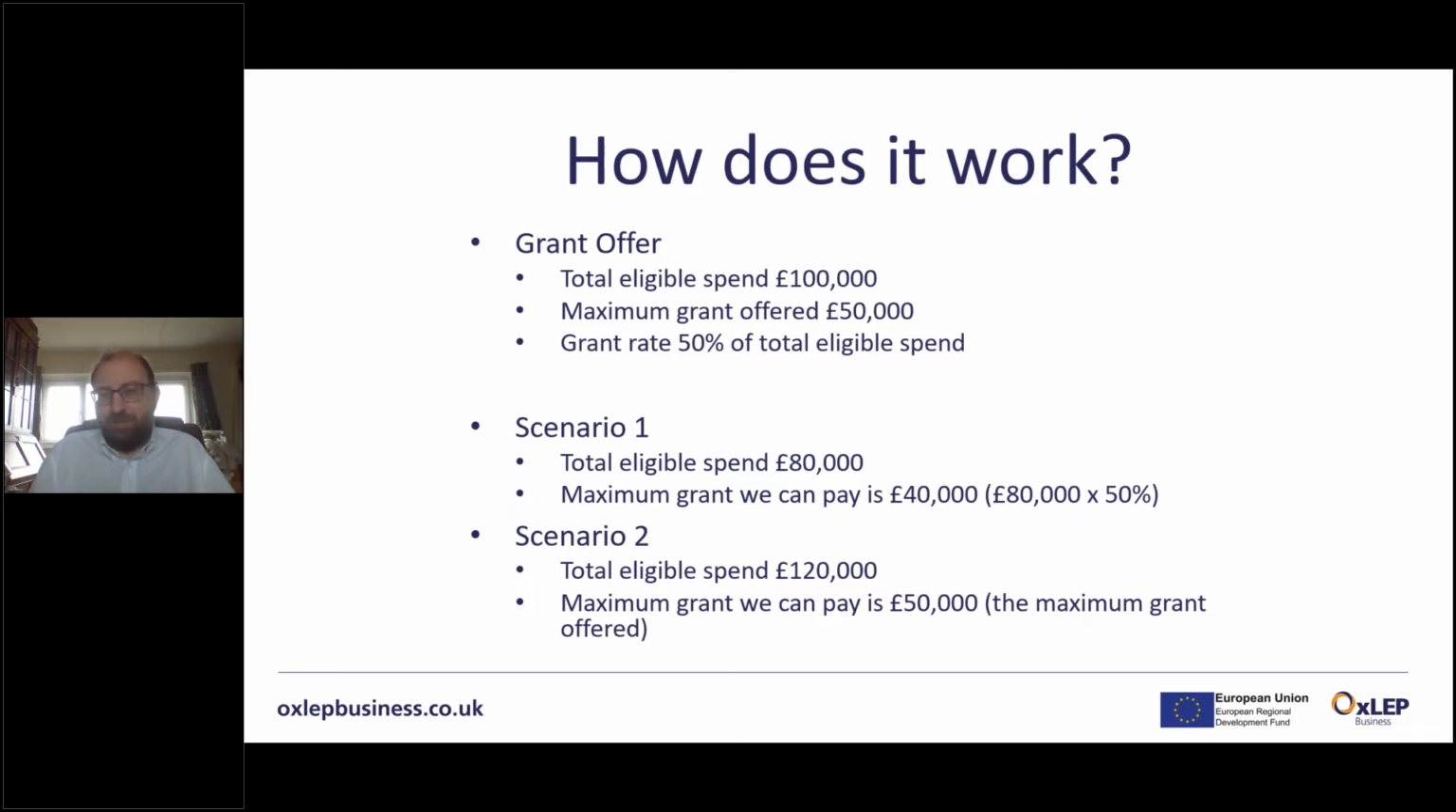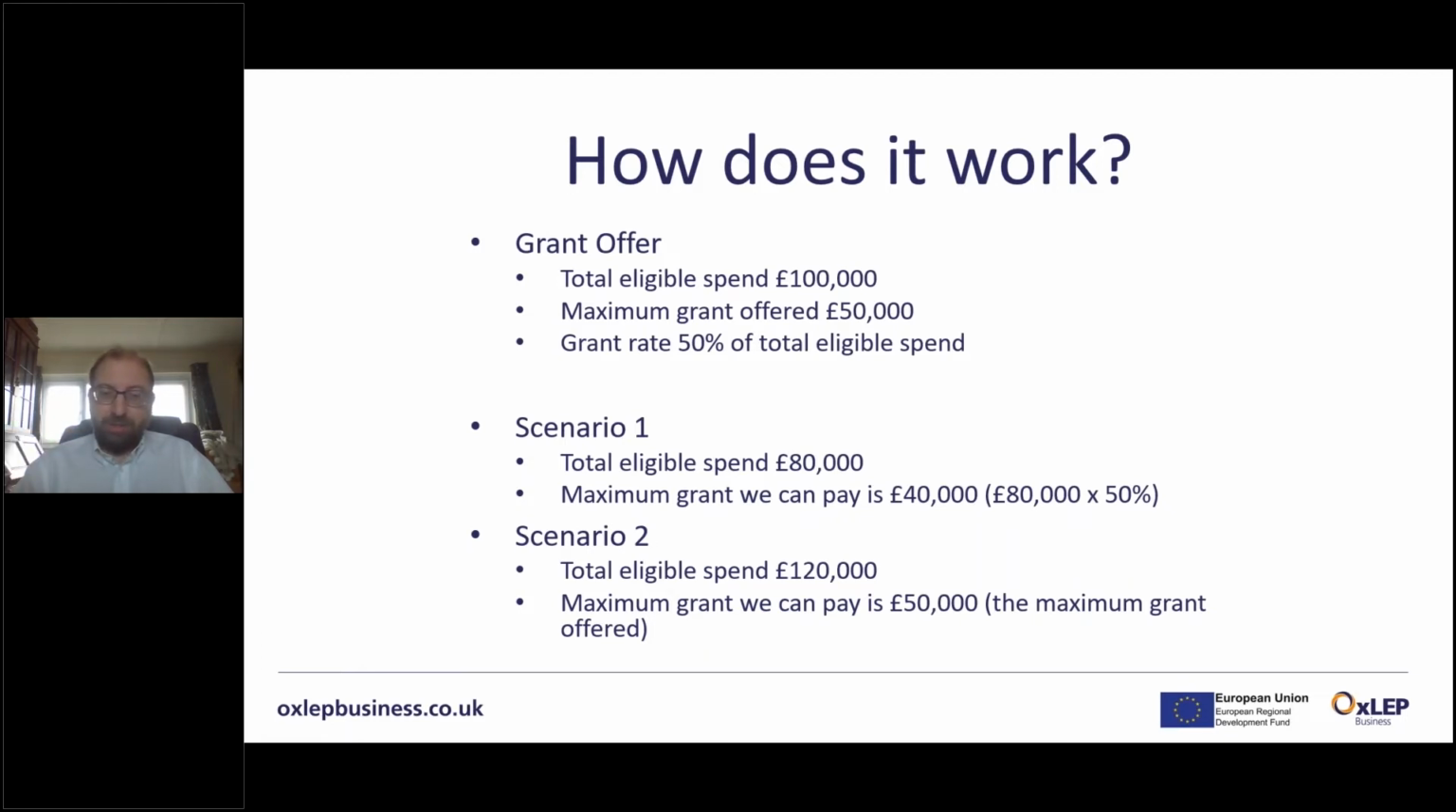We understand that we don't live in an ideal world and things vary. In the first scenario, if your total spend is 80,000, so you've underspent overall, the maximum grant we can pay is capped at the grant rate. So it's 50% of what you've actually spent, so that's 40,000. Shouldn't be a problem because you already have the 50,000 of match identified.